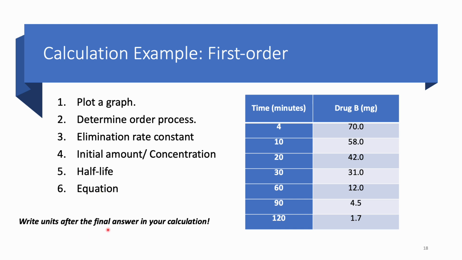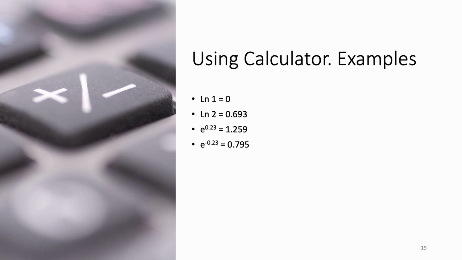And again, always write the units after the final answer in your calculation if you work on paper. And make sure that you pay attention to the units with the equation to make sure that you have the appropriate unit. So for first order kinetics, there is something about using the calculator you must know. That's the natural log. I give you an example. You must know how to use the scientific calculator to take the log or natural log. For example, natural log of 1 equals 0.